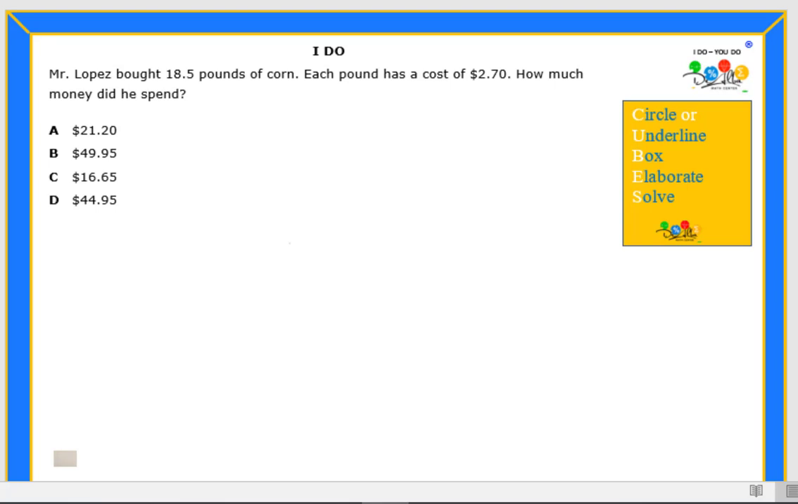So let's look at the yellow rectangle over here to the right, and it gives us our cube strategies. So we want to circle and underline our important information. So 18.5 pounds of corn. We also know that each pound costs $2.70. And then we want to focus on the question, and we're going to do that by boxing it in.